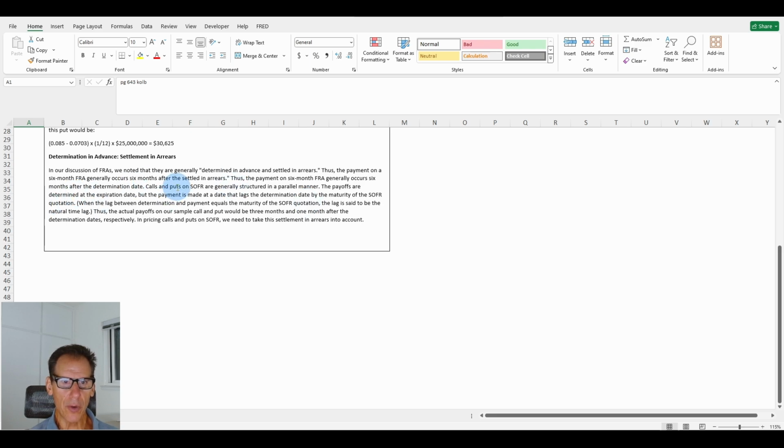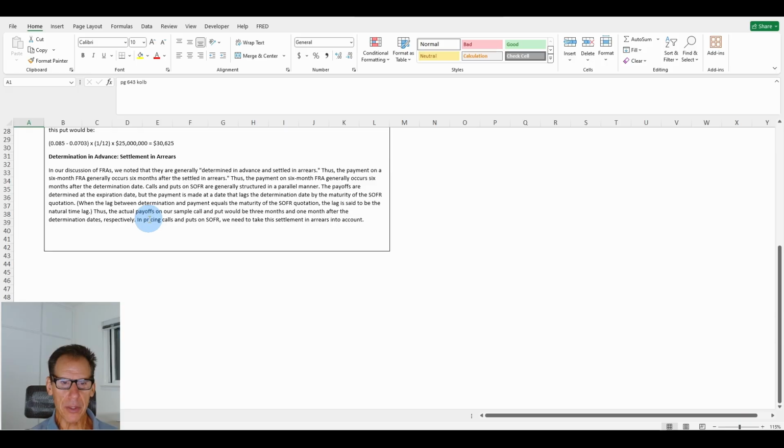Calls and puts on SOFR are generally structured in a parallel manner. The payoffs are determined at the expiration date, but the payment is made at a date that lags the determination date by the maturity of the SOFR quotation. When the lag between determination and payment equals the maturity of the SOFR quotation, the lag is said to be the natural time lag. Thus, the actual payoffs in our sample call and put would be 3 months and 1 month after the determination dates, respectively.